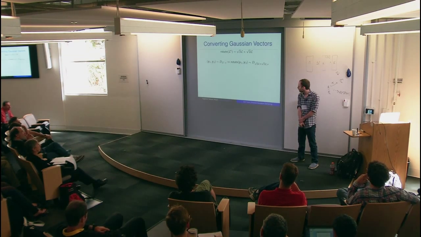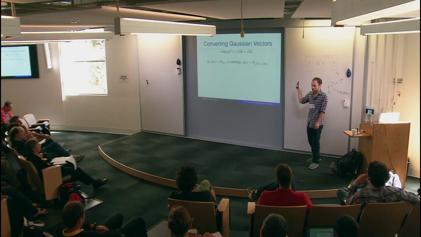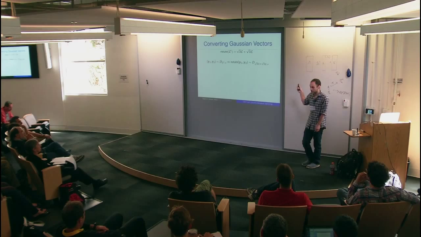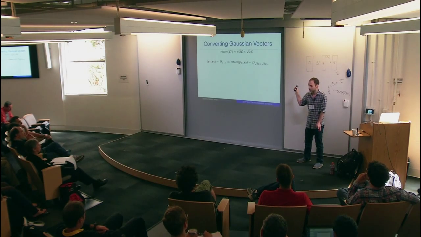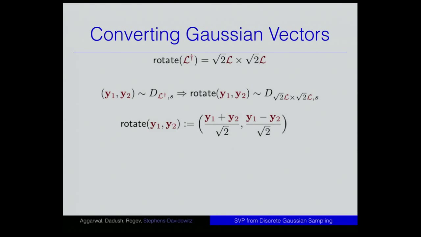So if I take y1 and y2 from the discrete Gaussian over L dagger, and I rotate it, this means I get the discrete Gaussian over this product lattice. This is just saying that the Gaussian measure is invariant under rotation. Now I can just write down what this rotation is. This is the rotation that I just showed you. The first coordinate is y1 plus y2 over square root 2, and the second coordinate is y1 minus y2 over square root 2. And the thing to notice is that the first coordinate looks a lot like an average. It's just scaled wrong.